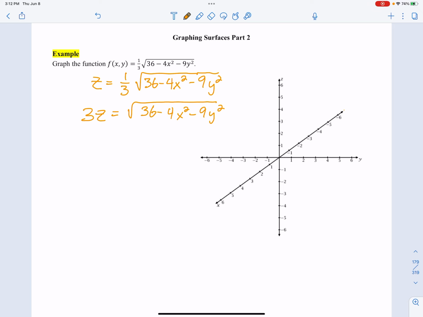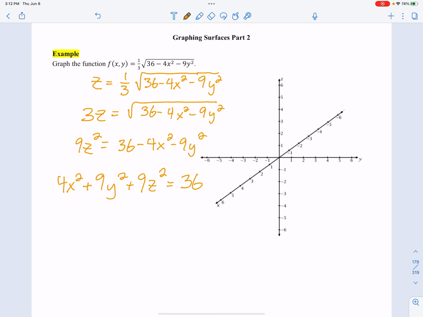So I'm going to square both sides, so I get 9z squared equals 36 minus 4x squared minus 9y squared. I'm going to get all the variables on one side. And then this almost looks like something identifiable that I can identify.